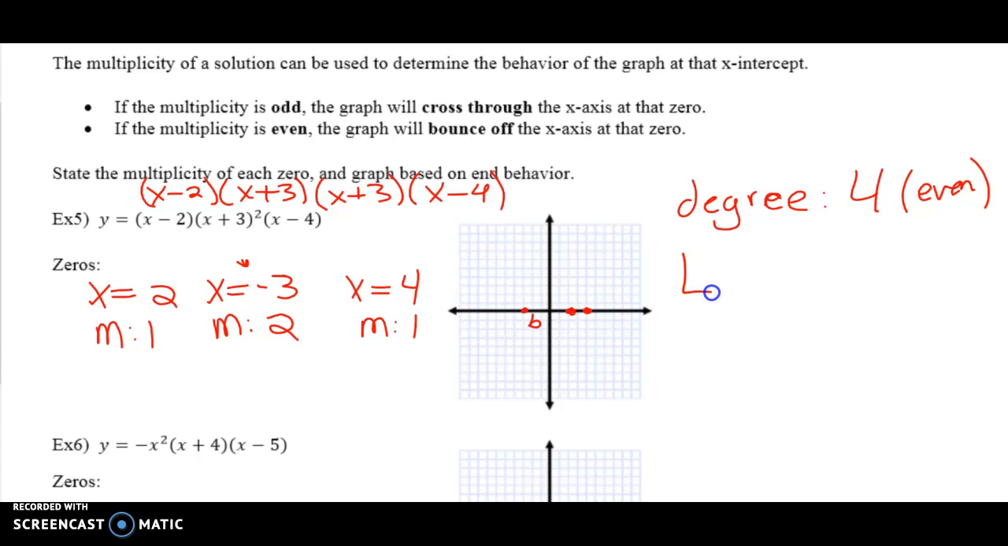If I FOILed all of those x's out, what would the leading coefficient be? A positive 1, right? Because there's nothing in front of them. If there was a 2, and I FOILed all these out, I'd get 2x to the 4th. But they're all just 1 x's. So x times x times x times x, x to the 4th. So now we can figure out our end behavior. This is a positive even function. It's a parabola. It's a top.